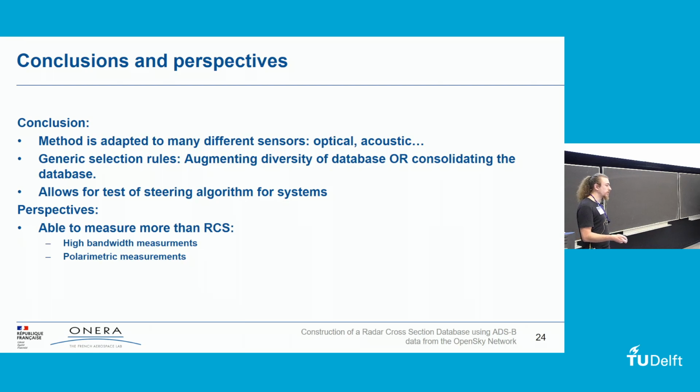This method also allows for the testing of steering algorithms, such as the one we use to direct our turret to the aircraft, that's for mechanical steering algorithms, but it can also work for phased array radar steering. And we are not only able to measure RCS. As I said, the radar we are using is a lot more capable than what we are presenting in this presentation. We could make high bandwidth measurements, for instance, for imaging or polarimetric measurements.